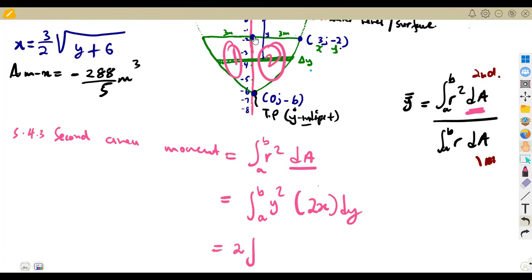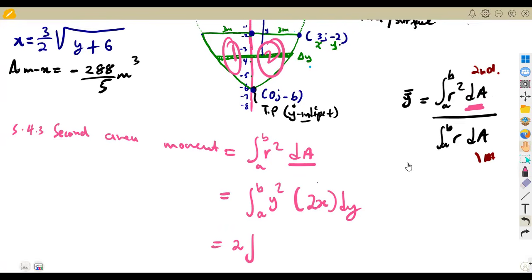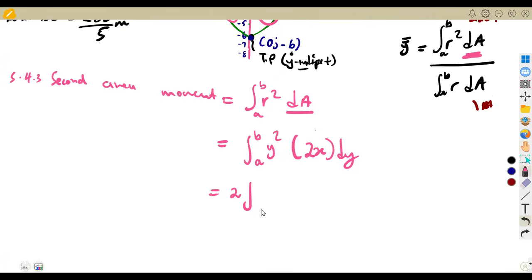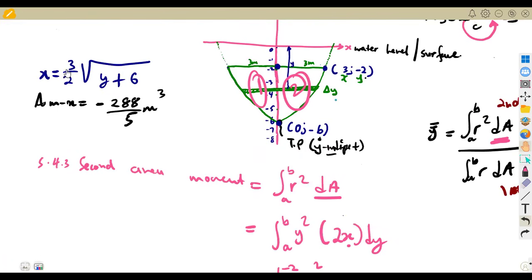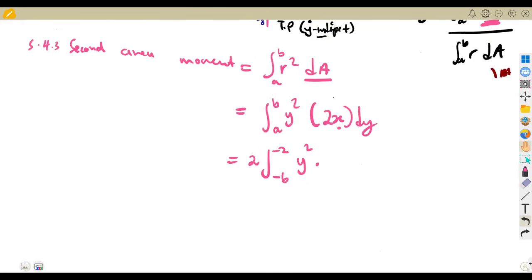It starts at -2. It ends at -6. All right, starts at -2. That will be y squared times... Remember, the 2 is the one that we took out. So it's just going to remain with what? X. And what is the expression for X? That's where we need that X. X is given as 3/2 the square root of this. So that is 3/2 the square root of y plus 6. So that's the square root of y plus 6 with respect to y.